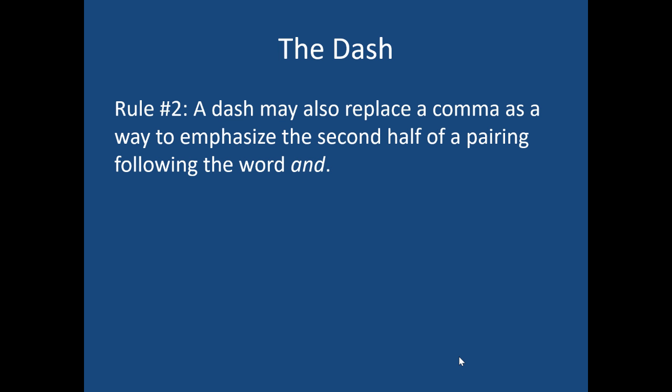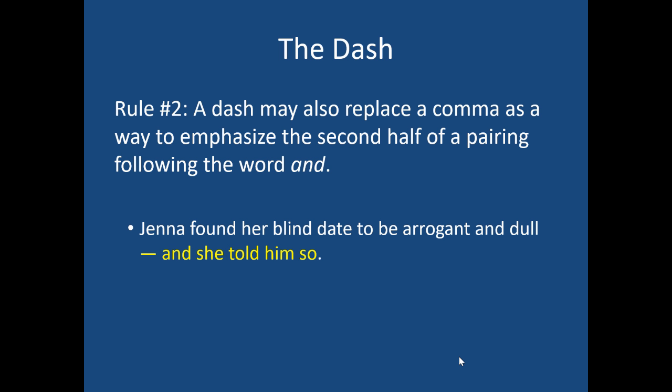Second rule with the dash is you may also use it to replace a comma as a way to emphasize the second half of a pairing with the word "and." We've seen this one before. If I said Jenna found her blind date to be arrogant and dull, and she told him so. Well, technically it's a compound sentence, but if I want to use a dash "and" to stress something in the back half more than the front half, I love the dash "and."